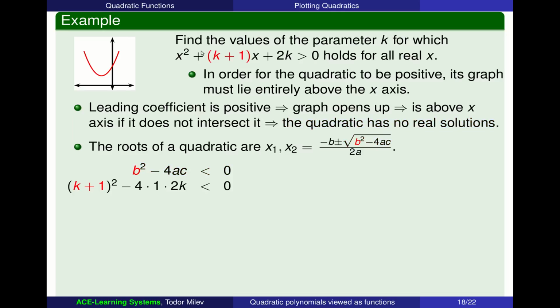Now b is equal to k plus 1, and a is equal to 1, because I'm having 1 times x squared, so a really is equal to 1.